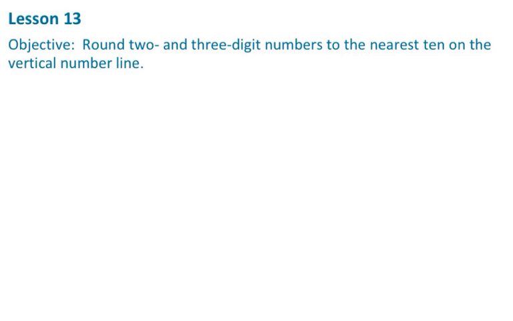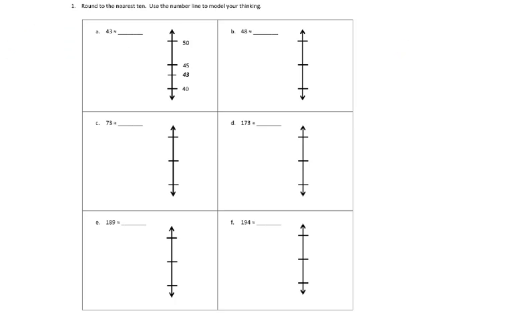This is Grade 3, Module 2, Lesson 13, and the objective in this lesson is to round 2 and 3-digit numbers to the nearest 10 on the vertical number line. So let's take a look at number 1, and I have number 1, A through F on the screen here. And it says round to the nearest 10. Use the number line to model your thinking.